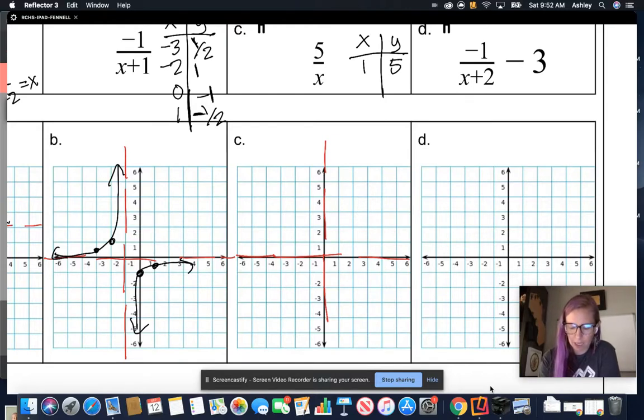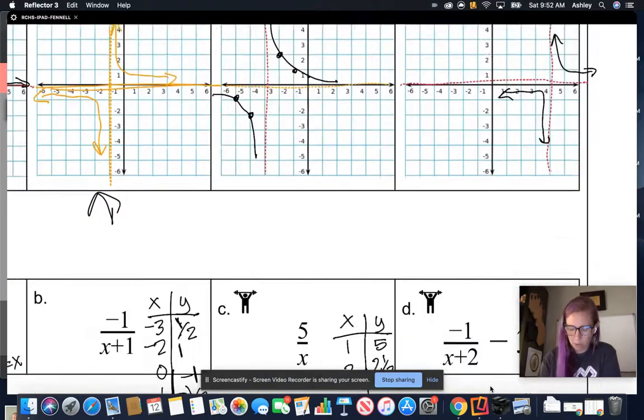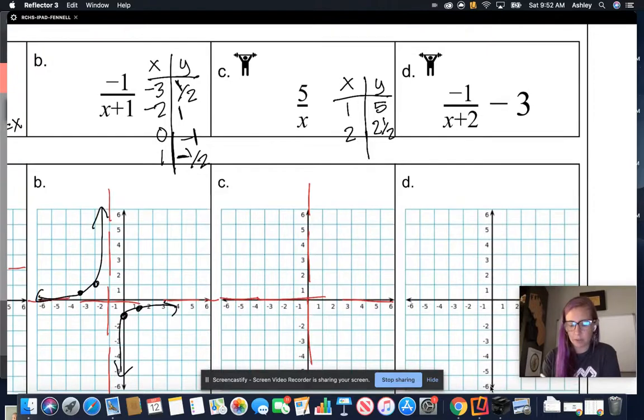If I plug in 2 for x, I get 5 over 2, which is 2.5. And then if I were to plug in values to the left, like -1, then I'd get -5, and -2 would give me -2.5. All right, so again, these are going to push out further. So over 1 up 5, and then over 2 up 2.5.